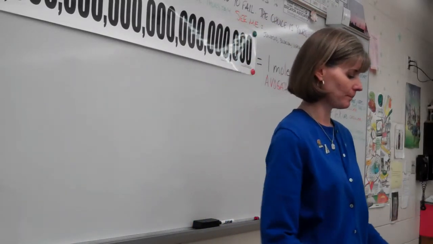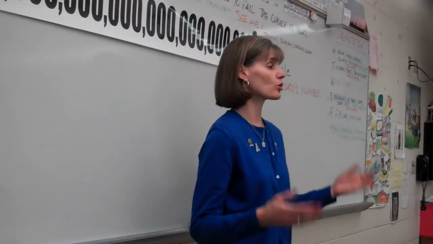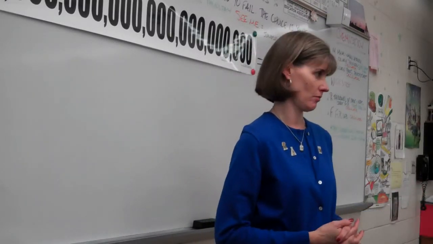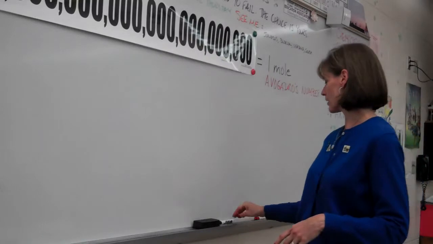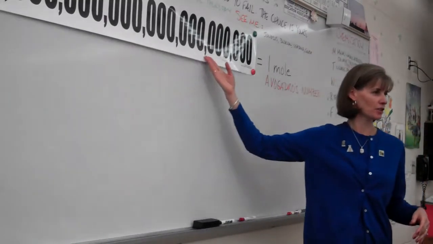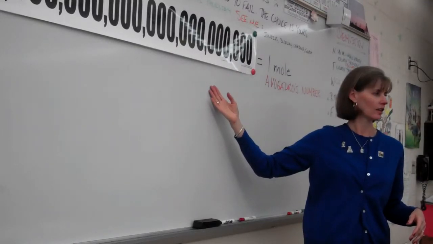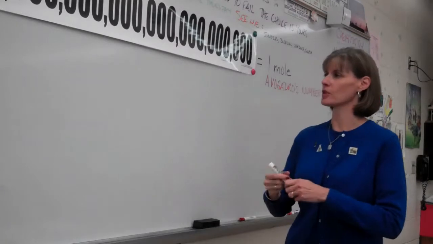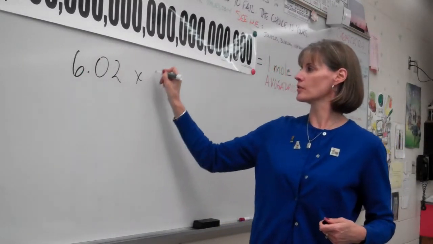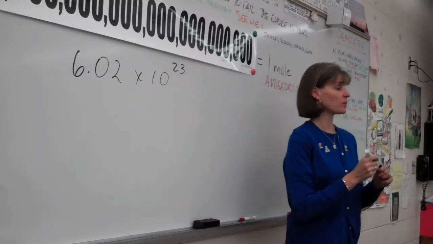Number 1, test hint says to express numbers in scientific notation. So you are going to get an example of either a really big number or a really small number. How would you write a number like this one in scientific notation? 6.02 times 10 to the 23rd. And why is it 6.02 instead of 602? It has to be between 1 and 10.